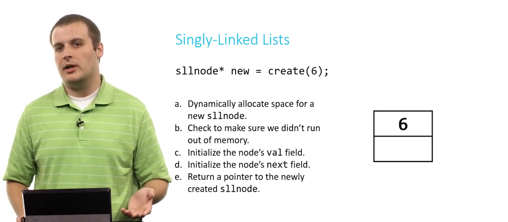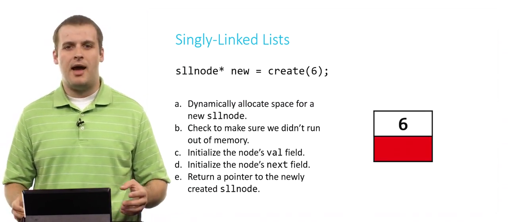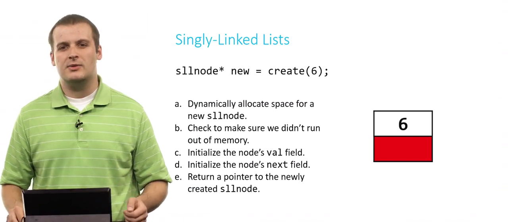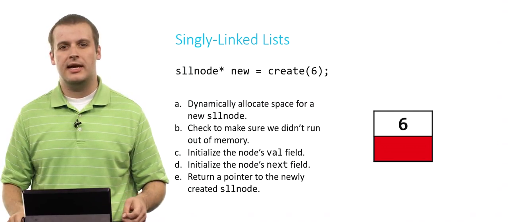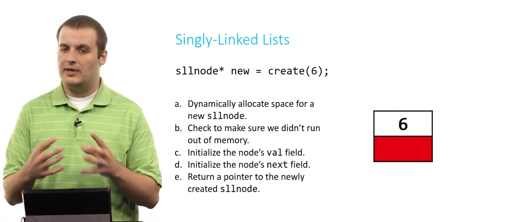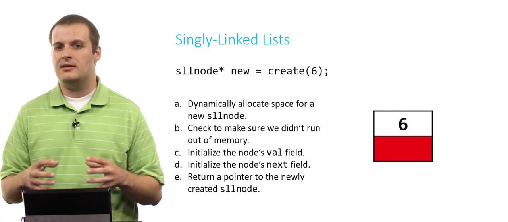Maybe we want to put a null pointer there, and I'll represent the null pointer as just a red box. We can't go any further. As we'll see a little later on, we'll eventually have chains of arrows connecting these nodes together. But when you hit the red box, that's null. We can't go any further. That's the end of the list.